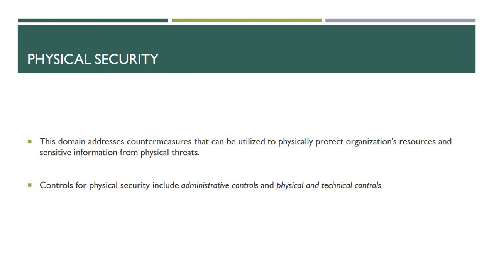Examples of threats to physical security include emergencies such as fire, building damage, utility loss, water damage, and so on. Natural disasters such as earthquakes and floods also come in, and human intervention such as sabotage and vandalism. Controls for physical security include administrative controls and physical and technical controls.